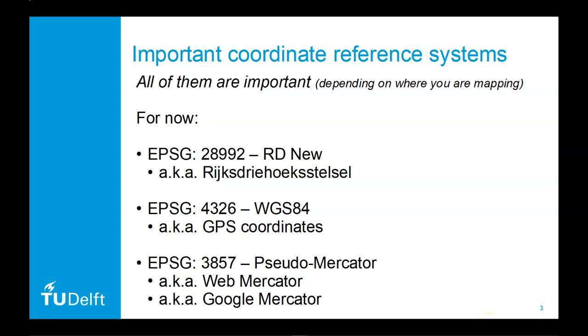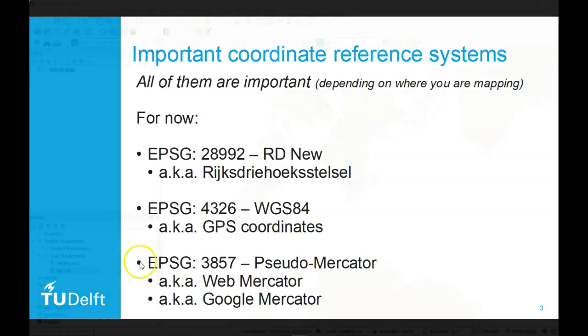The Pseudo-Mercator was introduced by Google to the world in its product Google Maps. So that is by now probably the most widely used map projection in the world, because everyone online uses that one. Without further ado, let's have a look at how this works out in QGIS.